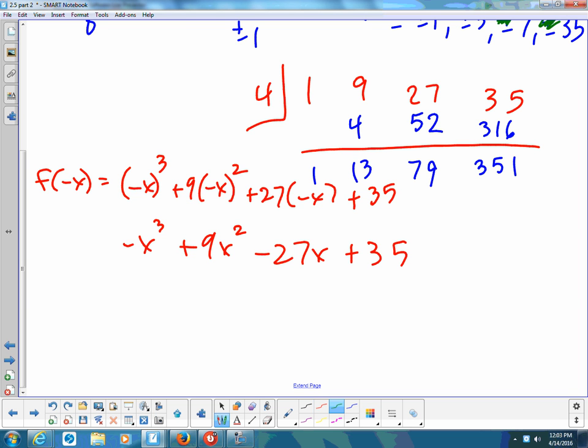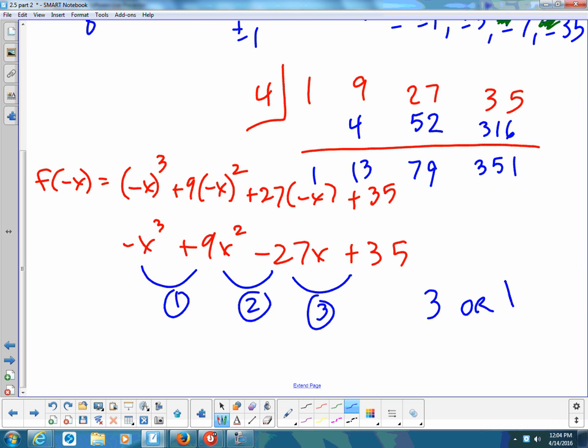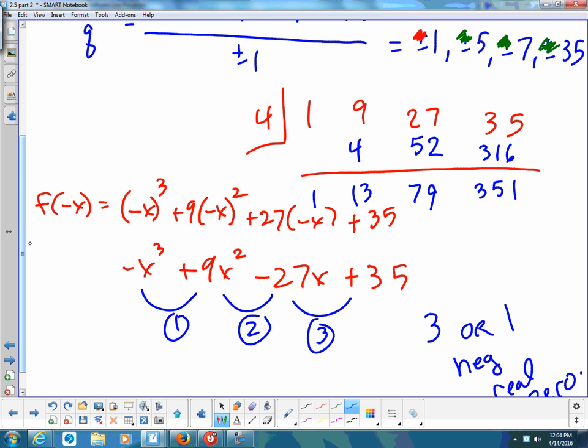How many sign changes do I have? First of all, did I do this right? Does that look okay? How many sign changes do I have? 3. There's 1, there's 2, so 3 sign changes. So what is the conclusion that we can make? There's going to be 3 or 1 negative real zero. Right? Does that mean that one of these negative numbers has to work? Negative 1, negative 5, negative 7, negative 35?